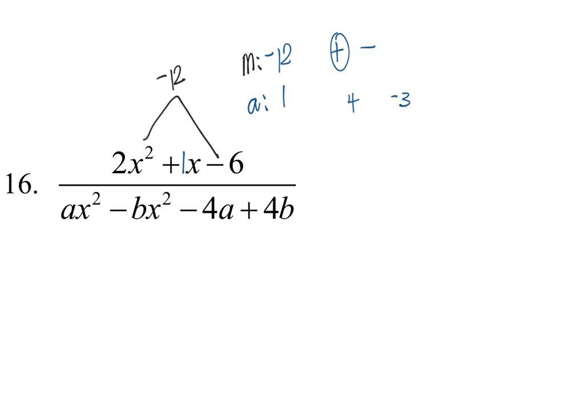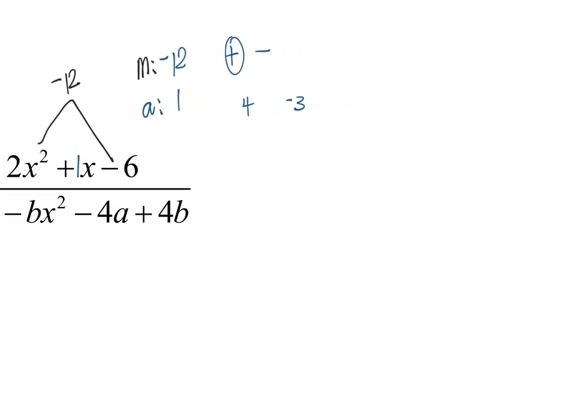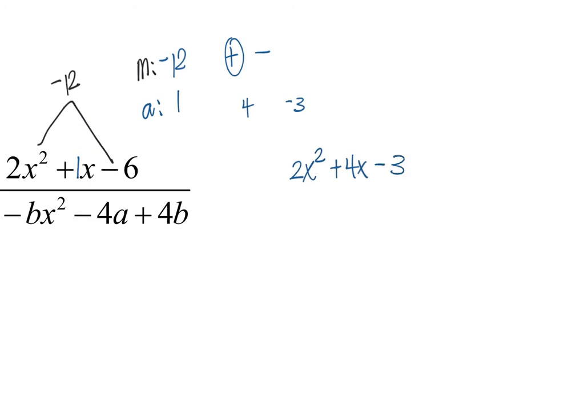So what we would do is rewrite that trinomial on the top as 2x squared plus 4x minus 3x minus 6. And I'm going to group the front and the back. Now, I will just mention again, the order in which I wrote the 4 and the 3 doesn't matter. I could have written 2x squared minus 3x plus 4x. The order doesn't matter as long as the signs are correct.